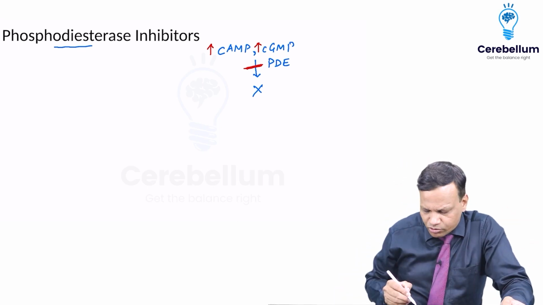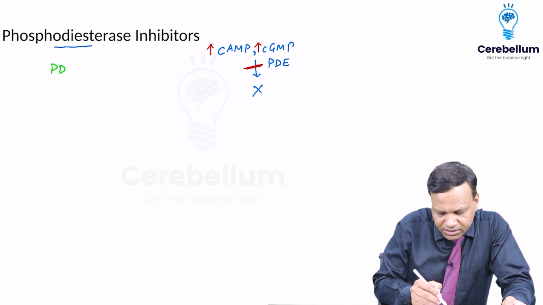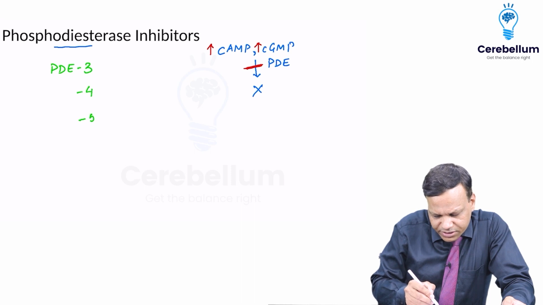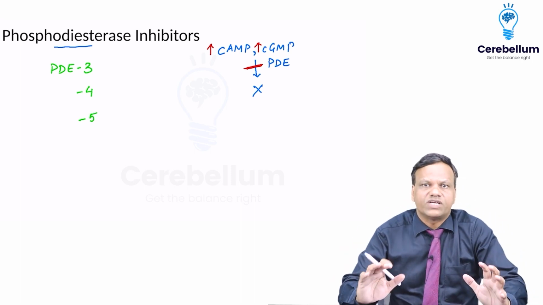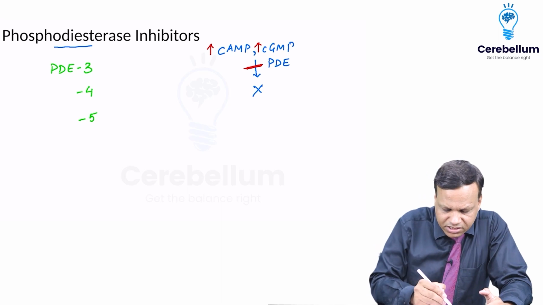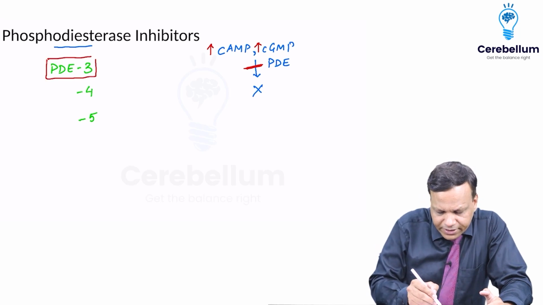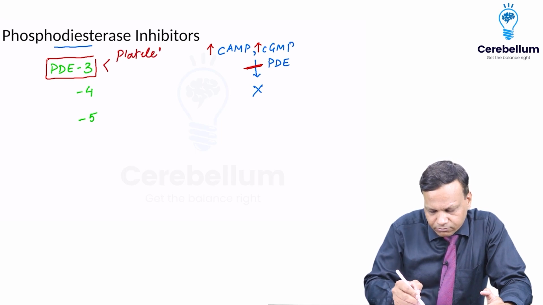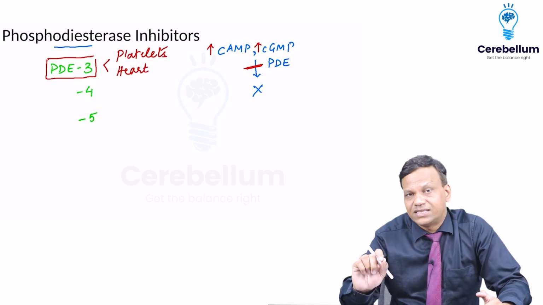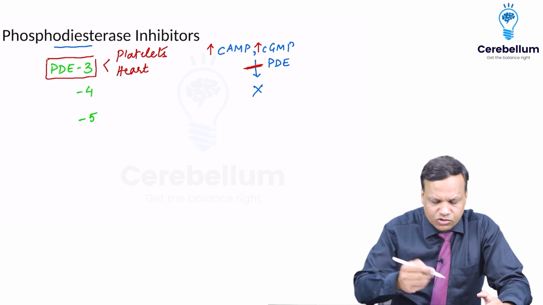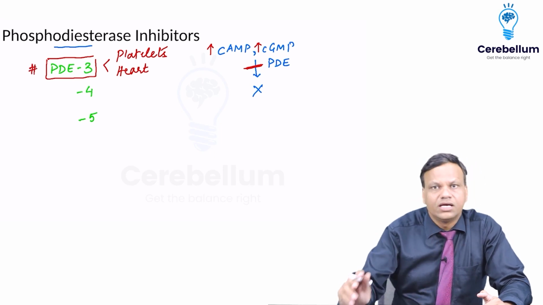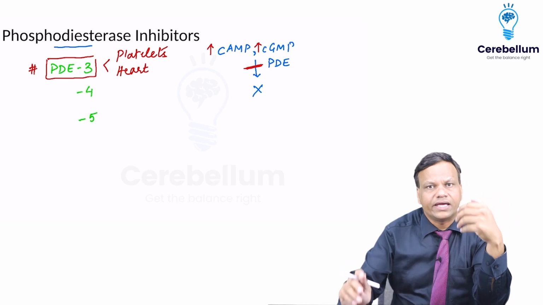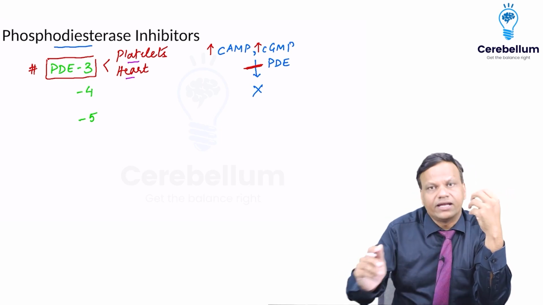So most important, you need to remember phosphodiesterase 3, phosphodiesterase 4, and phosphodiesterase 5. These are the three main ones on which we have drugs. Now phosphodiesterase 3 is present at two main places, one in the platelets and second in the heart. So when we inhibit phosphodiesterase 3, there will be an increase in cyclic AMP in platelets and in the heart.